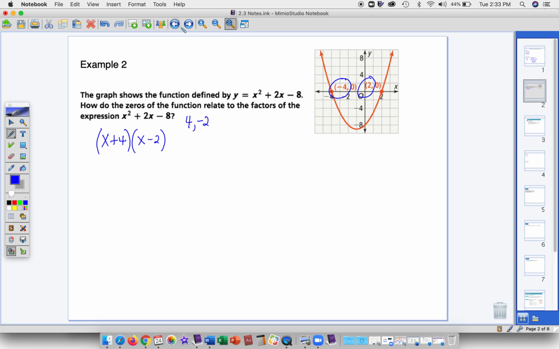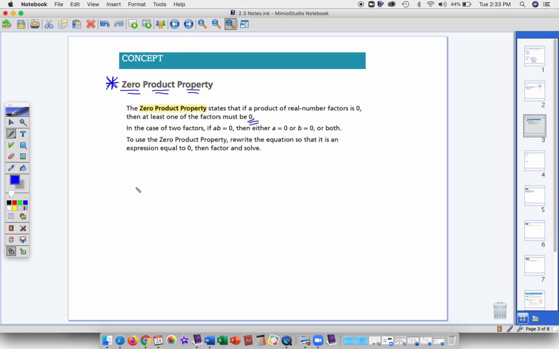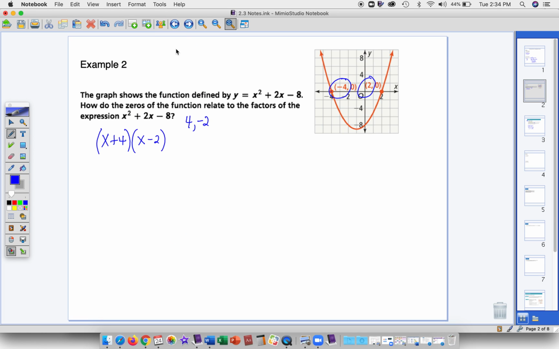So going back to our last problem, when I broke those factors into x plus 4 and x minus 2, if I set that product equal to 0, then either x plus 4 equals 0 or x minus 2 equals 0. And then when I solve, I get the opposite. Negative 4 and positive 2, if we go back once again, those are the values that we get.